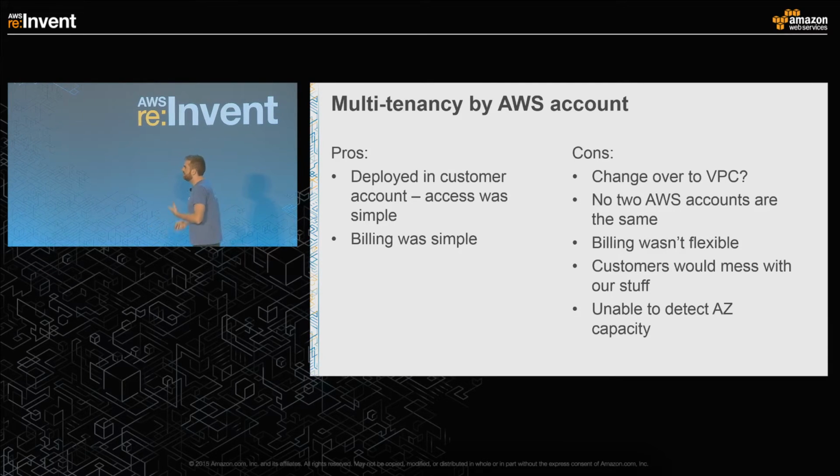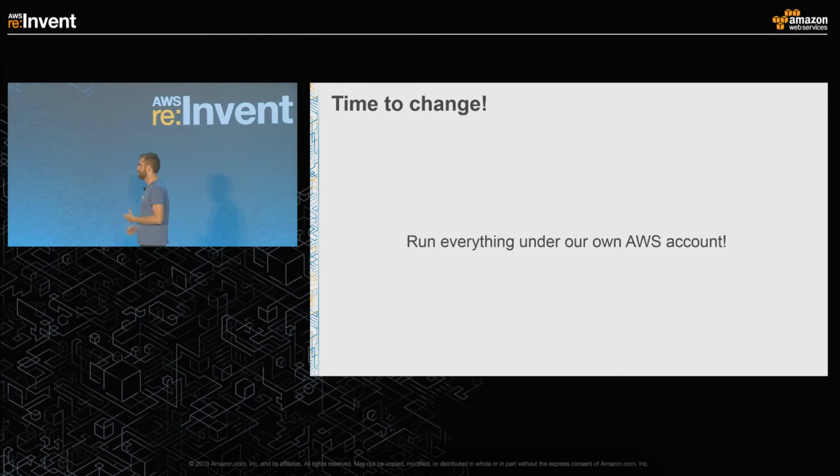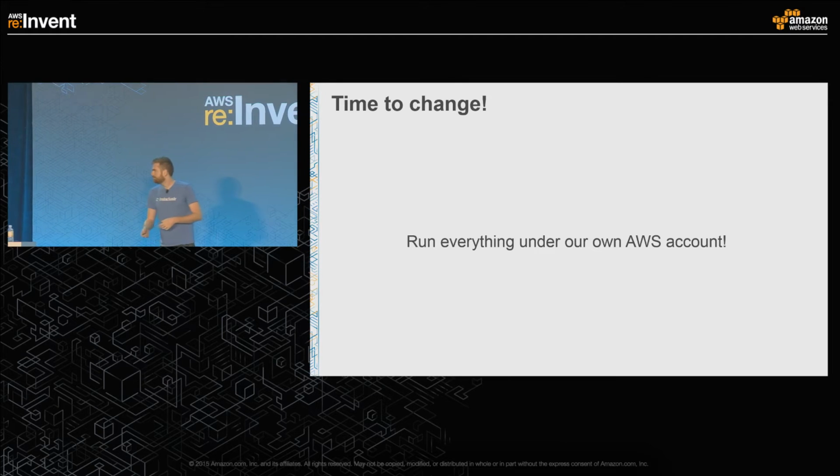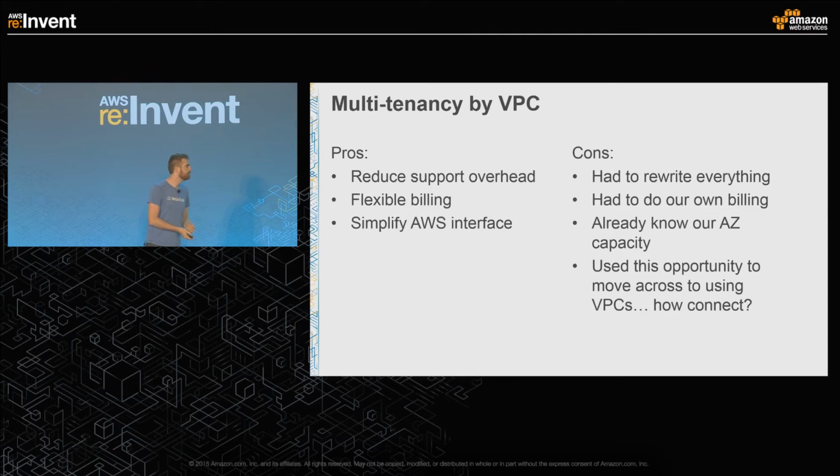So as you can see here, multi-tenancy by AWS account was very simple for us to get up and running and start providing services into our customers' accounts, but there was a lot of overhead that made it very fiddly, especially with the fact that it was all EC2 Classic based and we wanted to start supporting VPCs. It was all a bit of a catalyst to change. So we decided to run everything under our own AWS account and provide services to our customers that way.